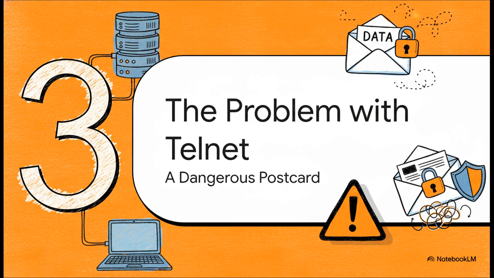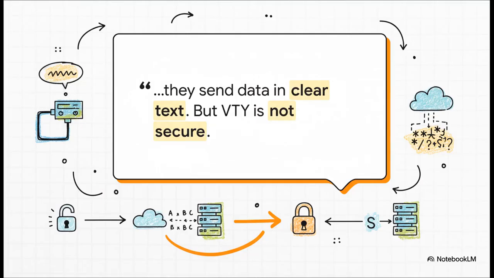Telnet, as convenient as it was, had this massive, glaring security hole, a real hidden danger that became a huge problem as networks got more and more serious about security. And the source material really hits the nail on the head here. It says Telnet is not secure because it sends data in clear text. Now, what does that actually mean? It means everything, and I mean everything you type, your username, your commands, and most importantly, your password, it's all just flying across the network in plain, readable language.